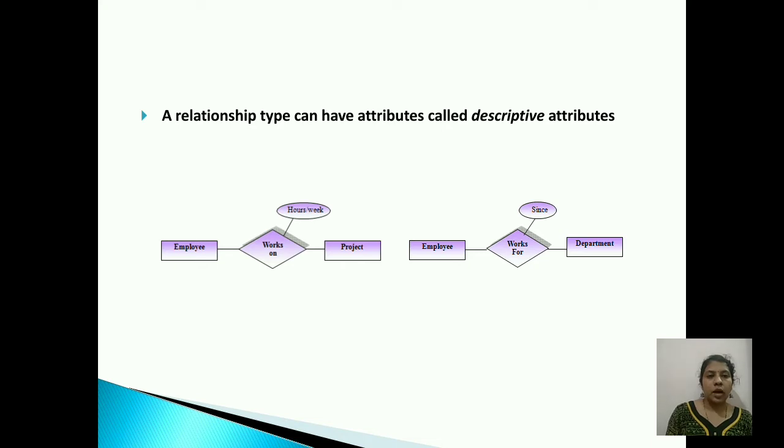Here employee and project are related using the works on relationship, and the number of hours he works for that project is a specific attribute of the works on relationship. It describes some features about the relationship type. That's why hours per week is called a descriptive attribute of the works on relationship type.